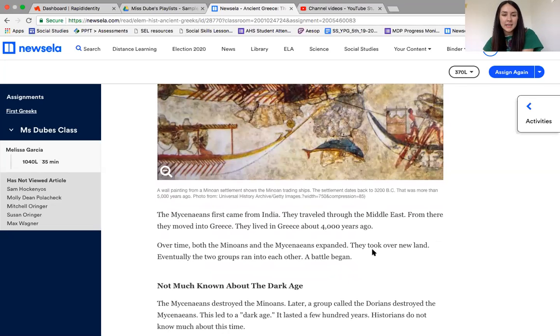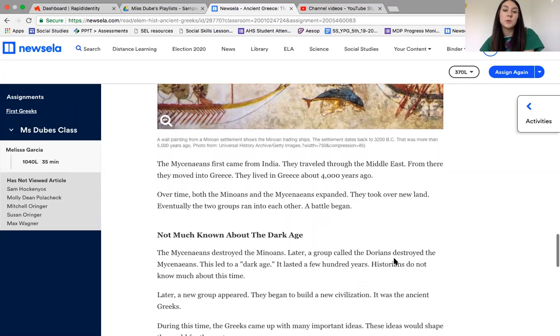Okay, let's keep reading. It says the Mycenaeans first came from India. They traveled through the Middle East. From there, they moved into Greece. They lived in Greece about 4,000 years ago. Over time, both the Minoans and the Mycenaeans expanded. They took over new land. Eventually, the two groups ran into each other. A battle began.